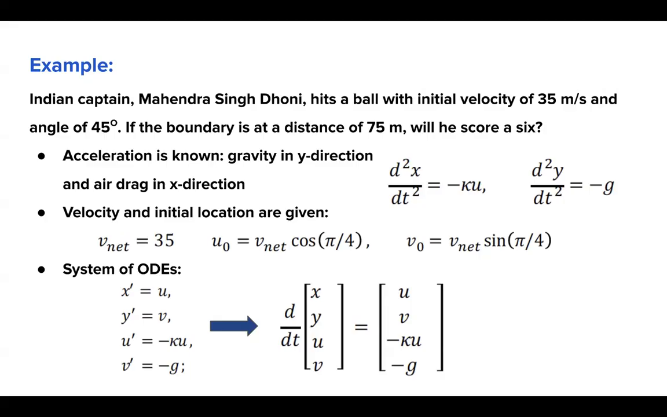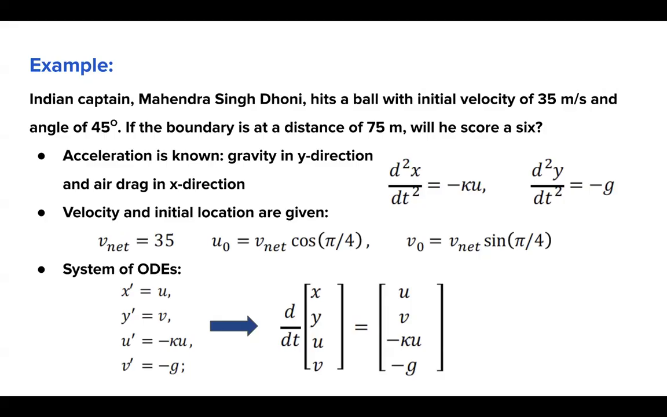Now what I do, I again take a derivative. When I take a derivative here, this is what happens. If I take a derivative of this, I'll get this equation, right? So I'll get u dash is equal to minus ku. And if I take a derivative of this part, v dash is equal to d square y by dt square, this part. So then I'll get minus g. So these are my four equations here.